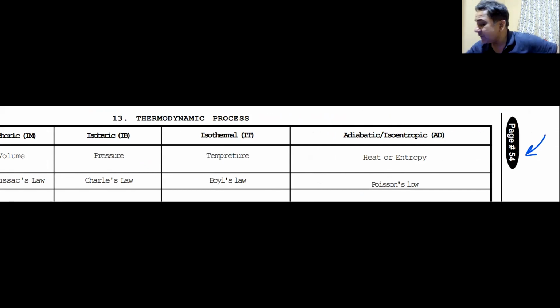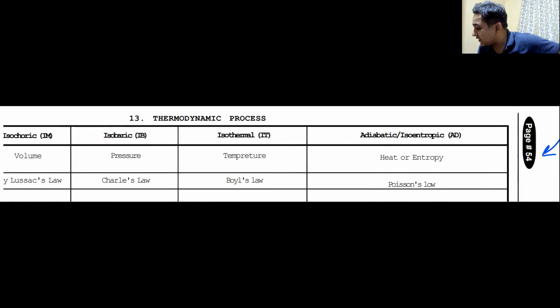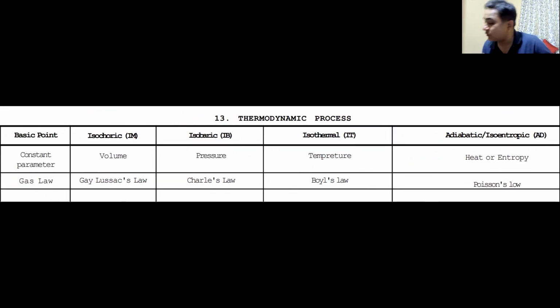On this page number 54, we have all the four processes written and compared. Do you see all these four processes? Isochoric, isobaric, isothermal, and adiabatic. The table is there. It would be in landscape mode, but I've converted it into portrait mode because I can't show landscape on the screen. Everything is there about these four processes.